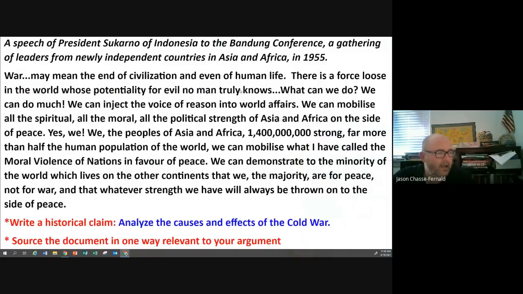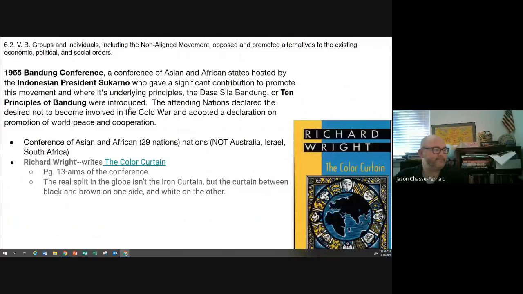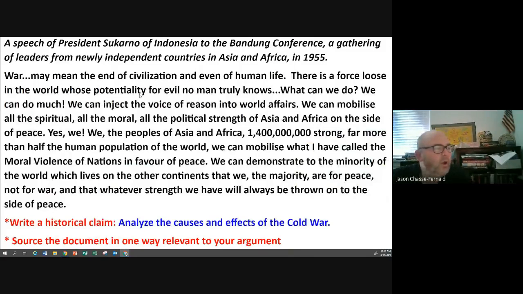All right. So anyway, we're going to do another claim, and this one will be collected, I guess. Once again, the exact same prompt, analyze the causes and effects of the Cold War, but just with a different document. We're looking to source this one as well. This is a speech by Sukarno of Indonesia to the Bandung Conference, a gathering of leaders of newly independent countries in Asia and Africa in 1955.